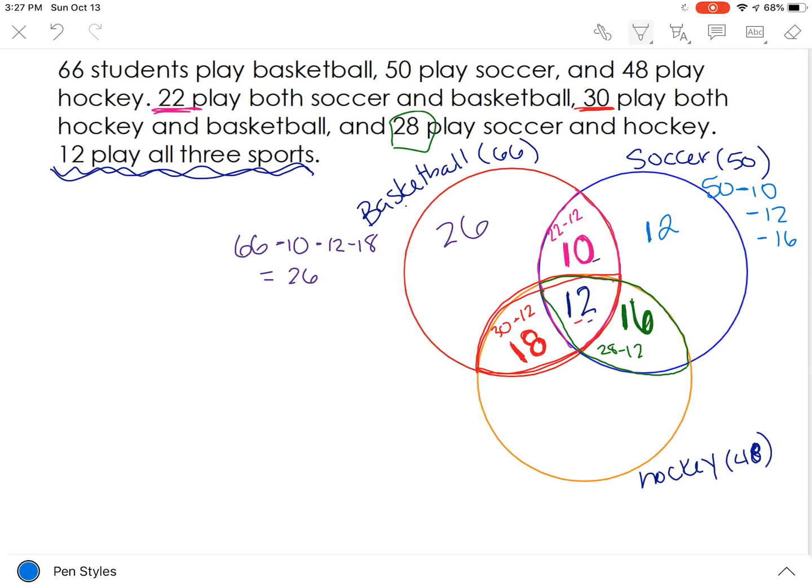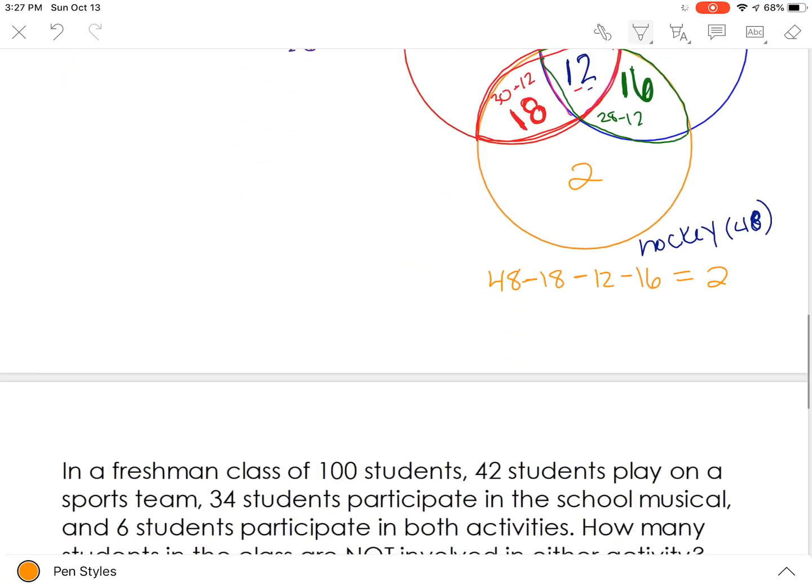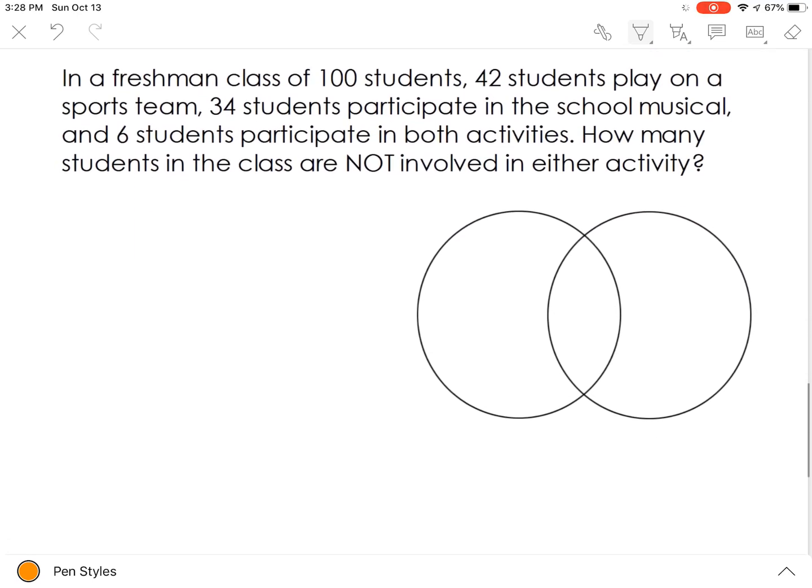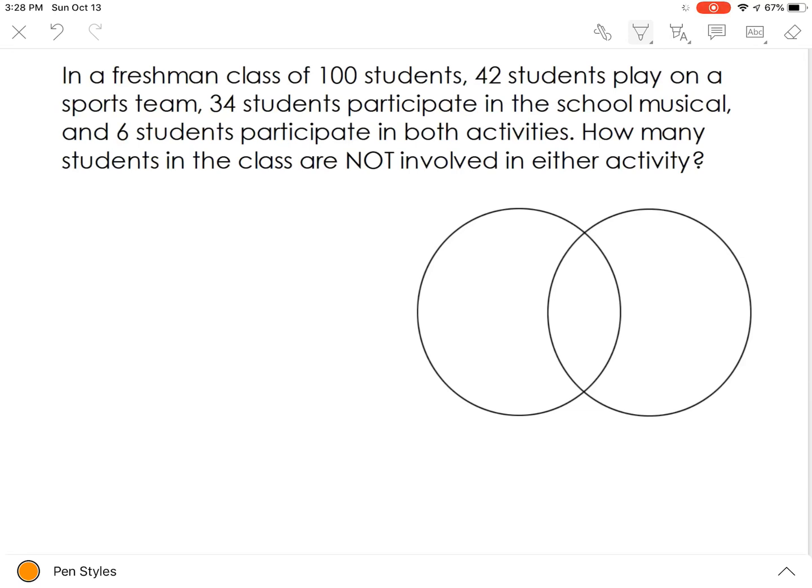Last but not least, we're going to figure out how many people just play hockey. Well, we had a total of 48, minus 18 who play basketball and hockey, minus 12 who play everything, minus 16 who play soccer and hockey. Subtract these numbers and that leaves us with 2 people who just play hockey. And this is our Venn diagram expressing how many people play basketball, soccer, and hockey. Let's look at a couple more. Now would be a good time to pause and see if you can finish this one for yourself.